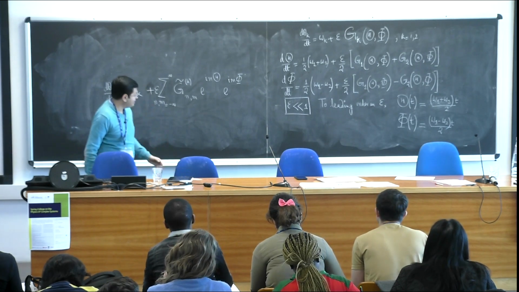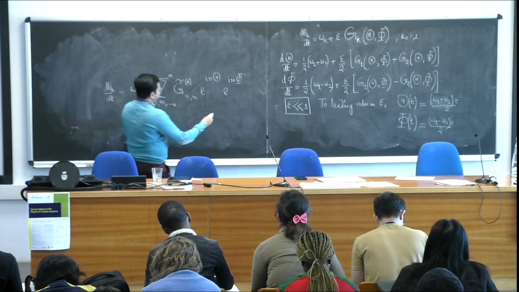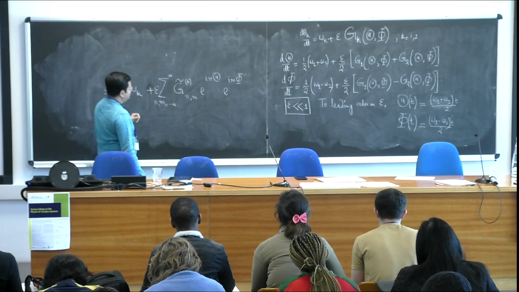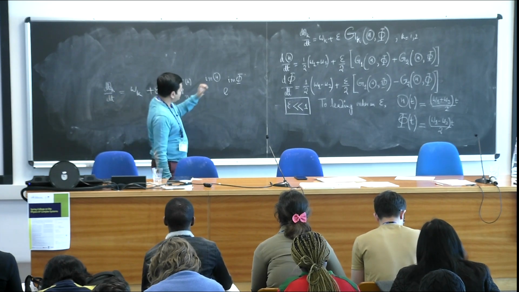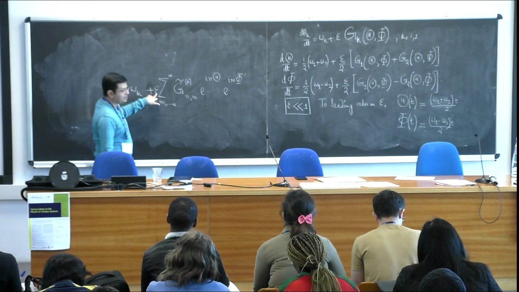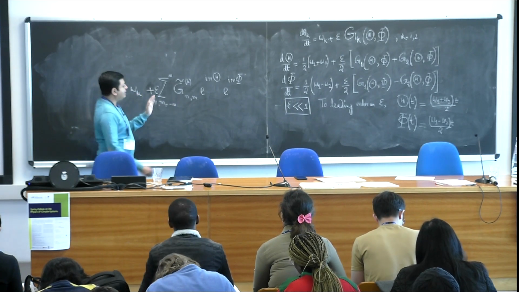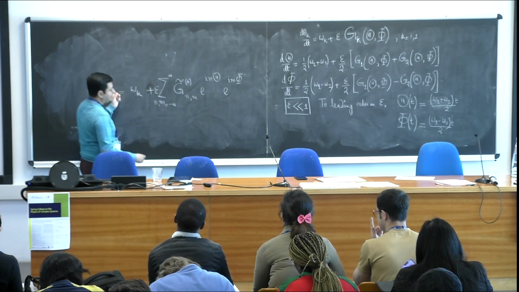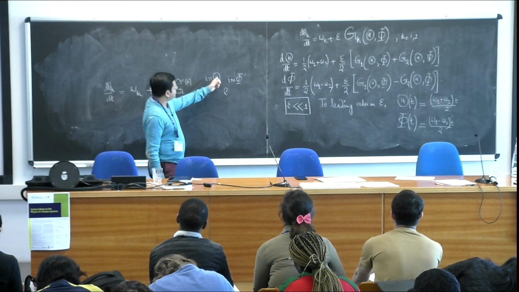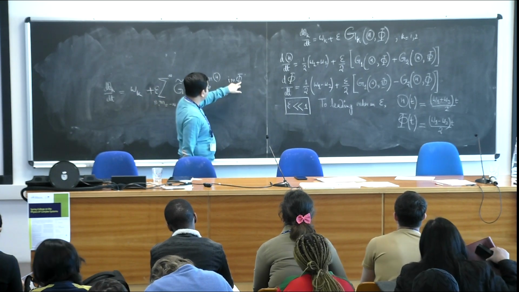Now I claim that if I want to know the leading contribution of this term to the dynamics of theta k, then, or let me not claim, let me ask you. Since epsilon is a small number, and I want to know to leading order how this term contributes to the dynamics of theta k, I am asking what I should substitute for theta and phi. Can I somehow use these equations to substitute for theta and phi here?